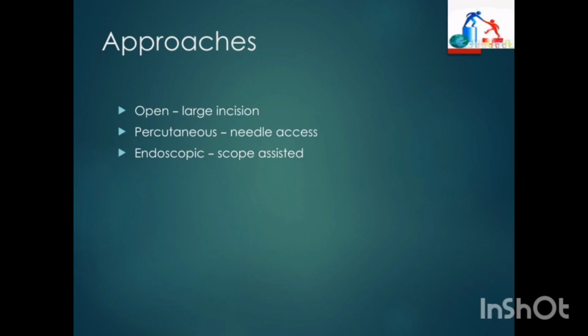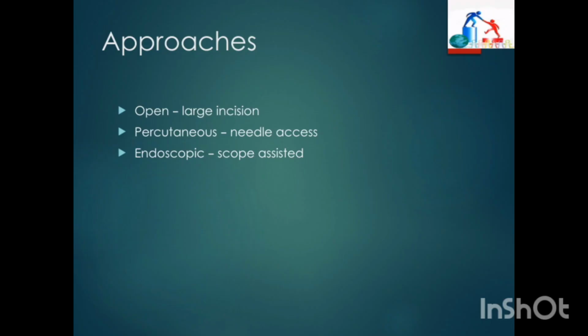First, we have the open approach, which involves making a large incision to directly access the area. This method provides maximum visibility and control, but it's more invasive and typically used for complex cases. Next, there's the percutaneous approach, where we use needle access. This technique involves inserting a needle through the skin to reach the target area, often guided by imaging. It's less invasive than open surgery and can be advantageous for smaller or less complicated situations.